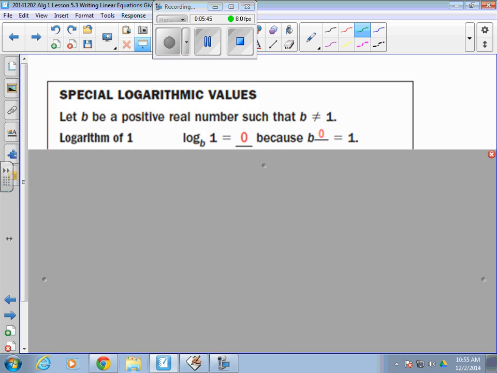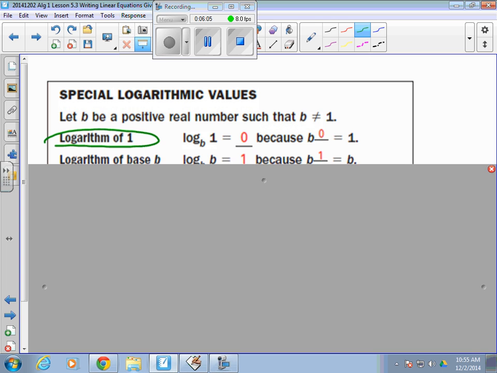Here are special logarithmic values. Let b be a positive real number such that b is not equal to 1. Log base b of 1 is equal to 0. So this is just talking about the logarithm of 1. It's equal to 0 because anything to the 0 power is 1.